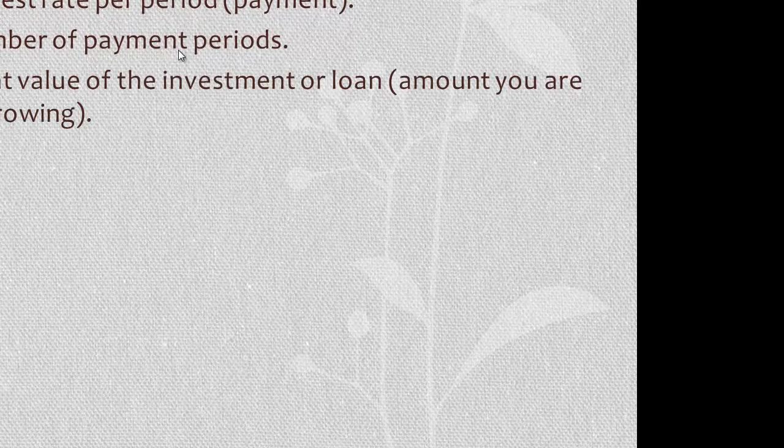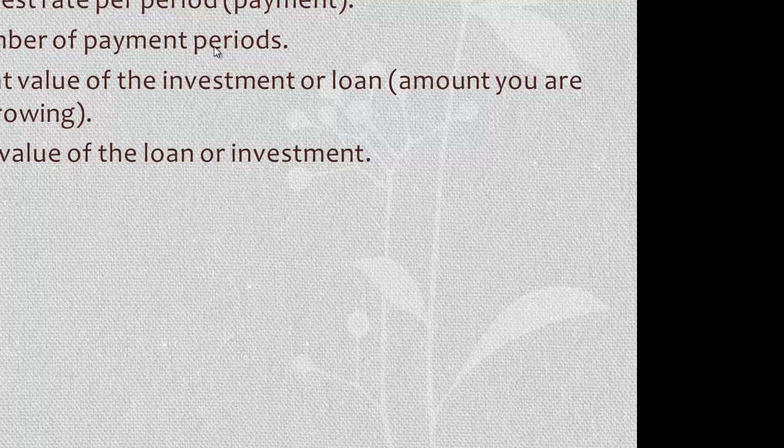Present value, or PV, is the present value of the investment or the loan. It's what you're investing or borrowing. Future value is what you want the loan or investment to be when you're done. So for example, on a loan, you would want your future value to be 0. And on an investment, you would want your future value to be something greater than what you're investing now.